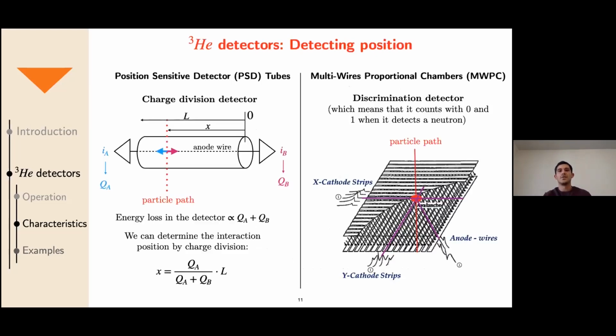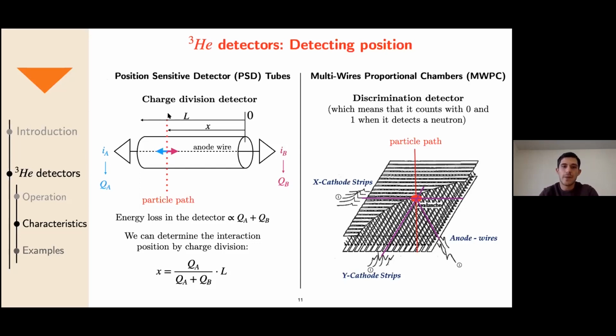Okay, so now that we saw how to count the neutrons and the efficiency of the detector, there is one last very important notion, which is the detection of the position of the impact between the neutron and the helium-3 detectors. And there are two ways to localize the impact site: the use of position-sensitive detectors, so PSD tubes, or the use of multi-wire proportional chambers, MWPC.